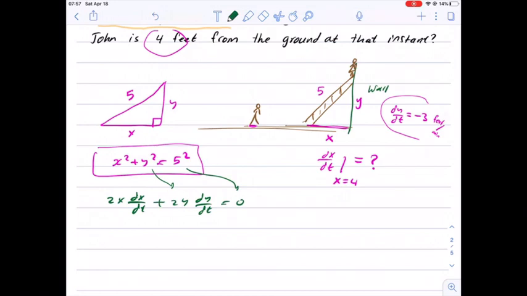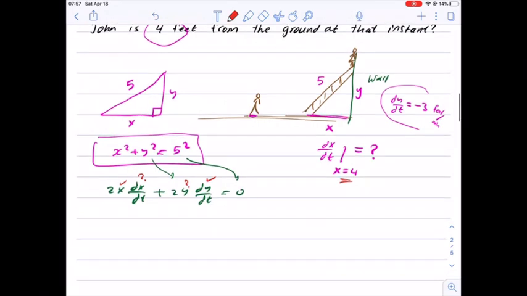Now we have these derivatives. We have the new formula that's based on derivatives. Now we want to find dx over dt. This is unknown. X is given, it's 4. We want to find this at x equals 4. Y is not given, and dy over dt is given as well. So we need to find y.